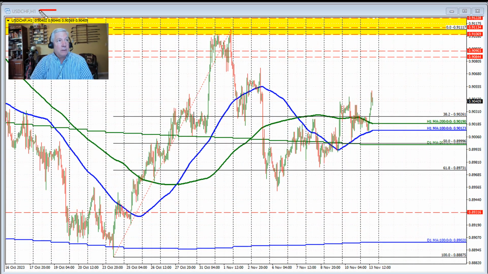Quick look, take a look at the dollar versus Swiss franc. Today's date is November 13, 2023. Let's take a look. I'm looking at the hourly chart of the dollar versus Swiss franc, and if you take a look at this chart, something sticks out in my sight, I should say, to this chart.